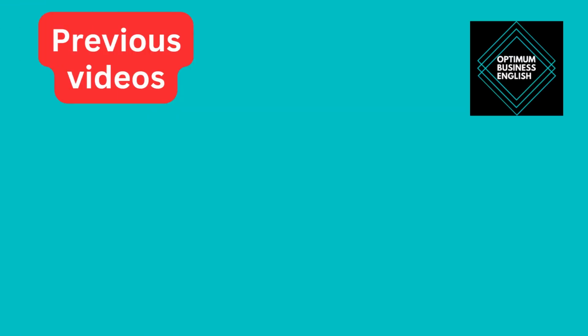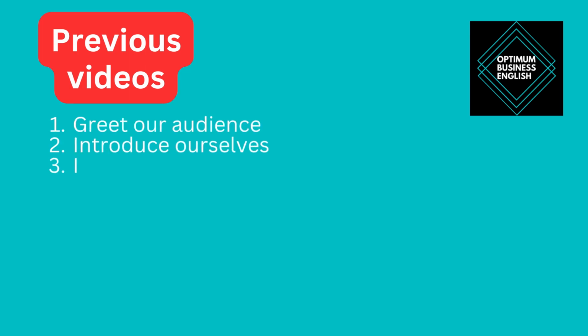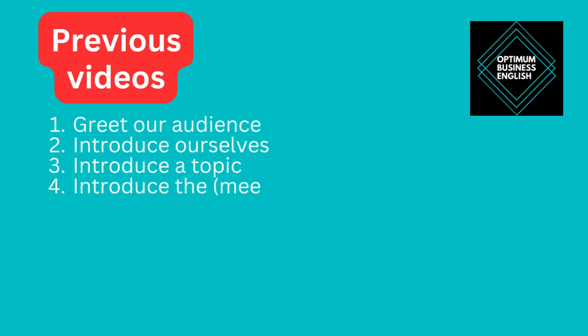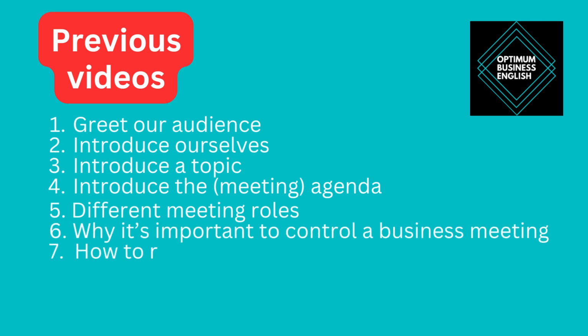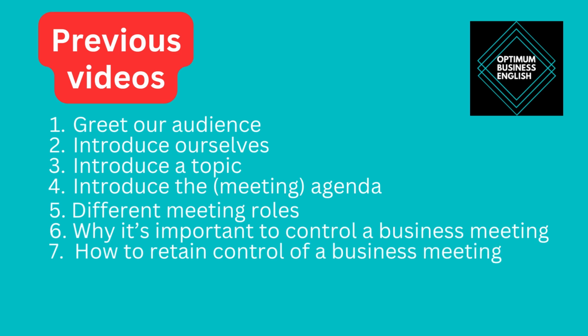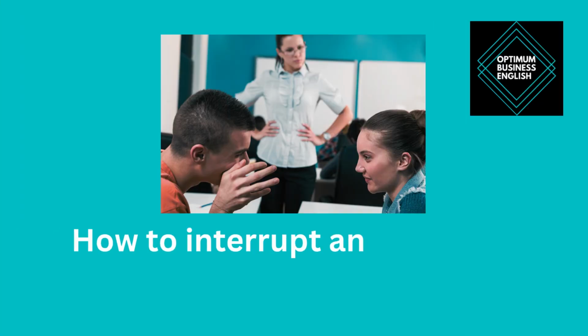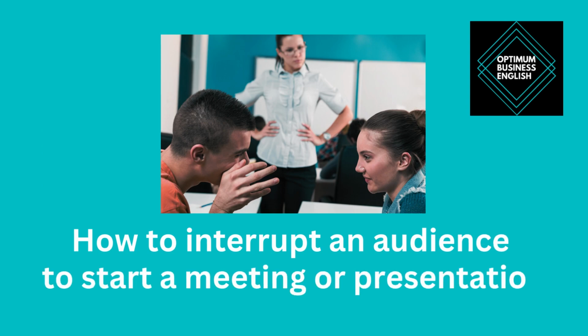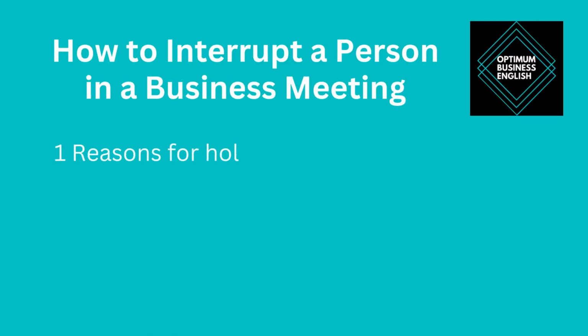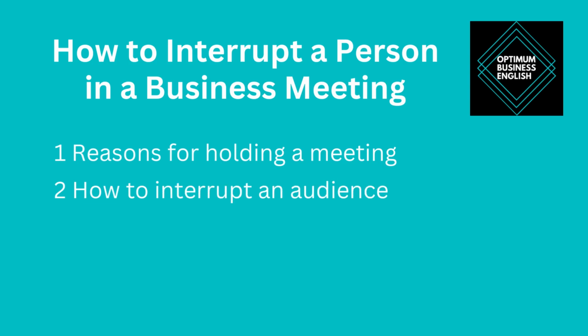In previous videos, we looked at how to greet our audience, introduce ourselves, a topic, and the meeting agenda, as well as the different meeting roles, before discussing why it's important and how to retain control of a business meeting. This video is all about how to interrupt an audience to start a business meeting or a presentation. We'll discuss the reasons for holding a meeting before providing different ways of how to interrupt an audience to start a meeting or presentation.